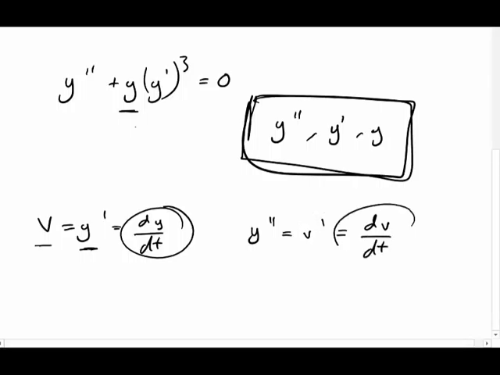dv by dt, and then we can use the chain rule of this. The chain rule is just basically considering this as a fraction, and we can introduce a new variable that way. Let's introduce another variable, our y variable.